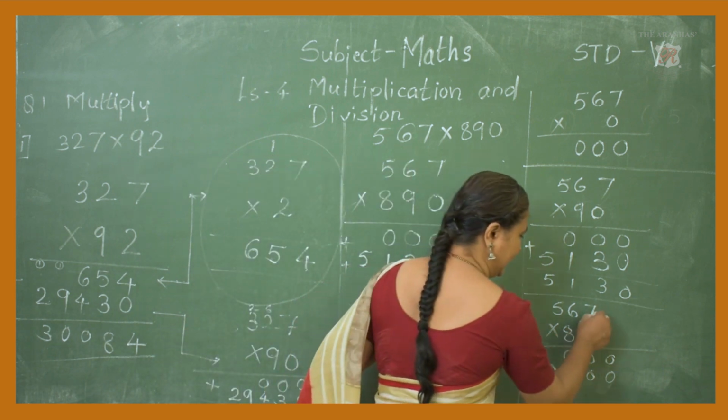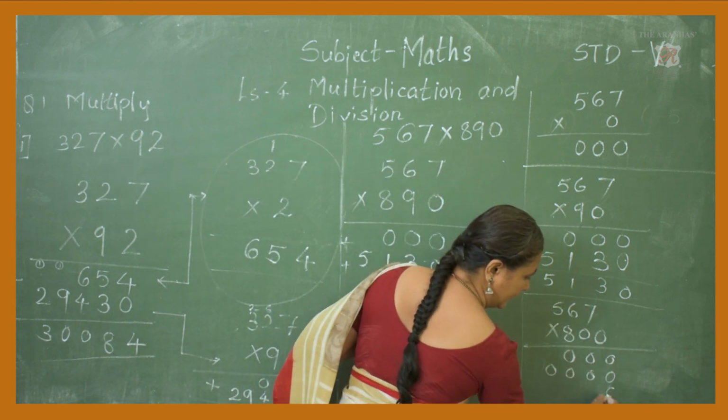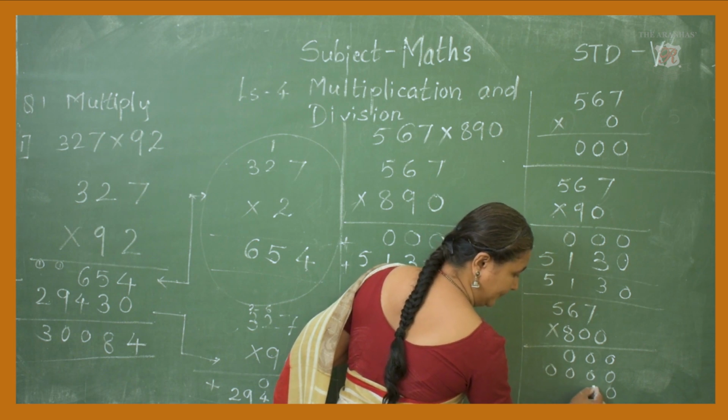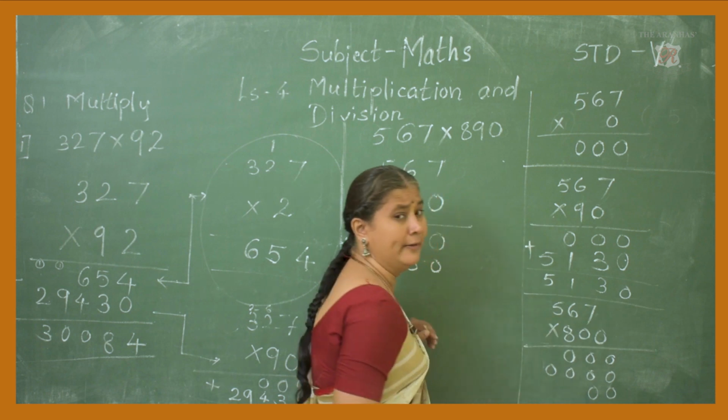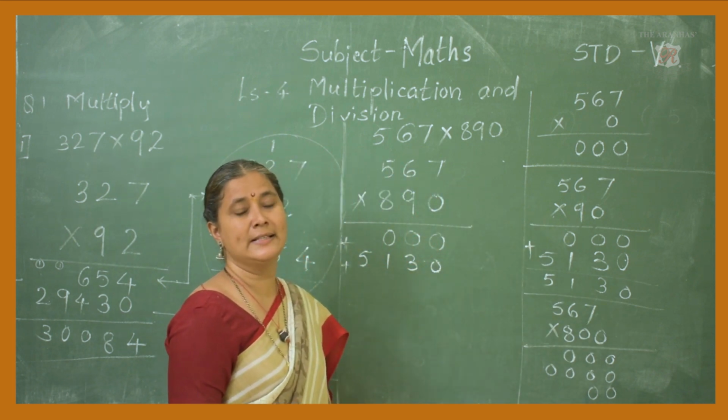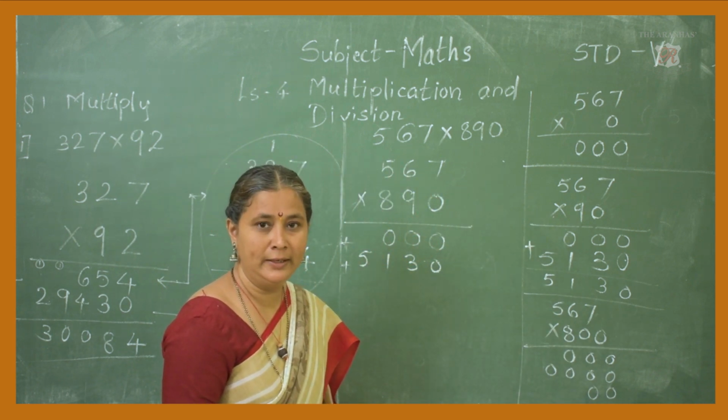Now here, this 0 is for the unit place, this 0 is for the 10s place. Now we have to start from the 100s place. So 8 sevens are 56.